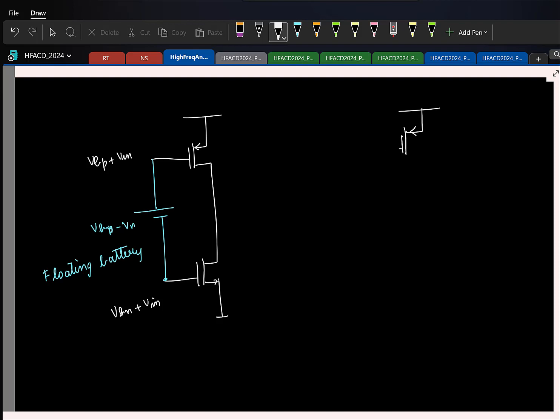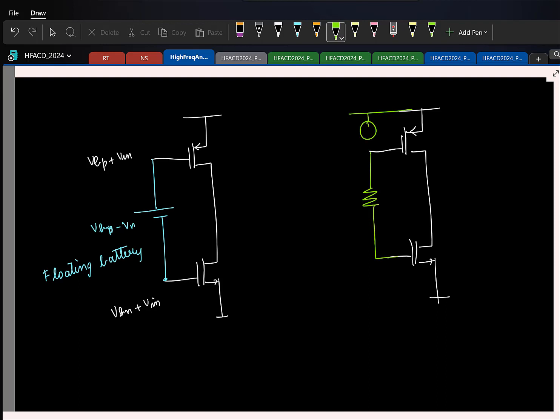Let me draw this once again. All I want is a DC voltage drop across these two points. What is something I can use to get a voltage drop? A resistor: push a current through a resistor and that gives a voltage drop. Simple. So I need to put a resistor here. Okay, fine.